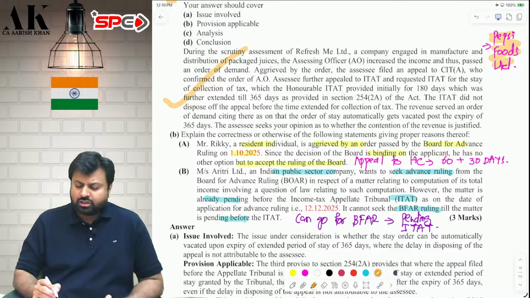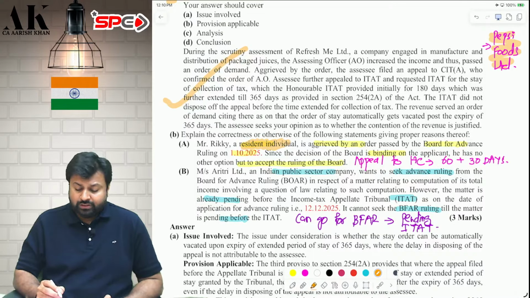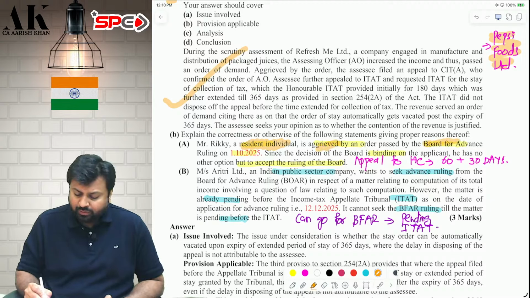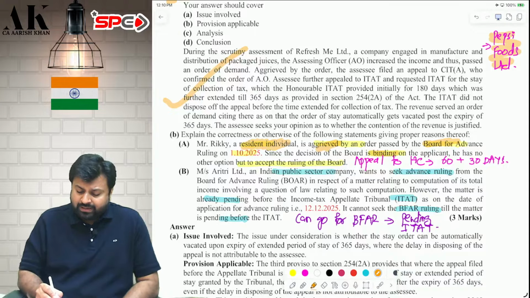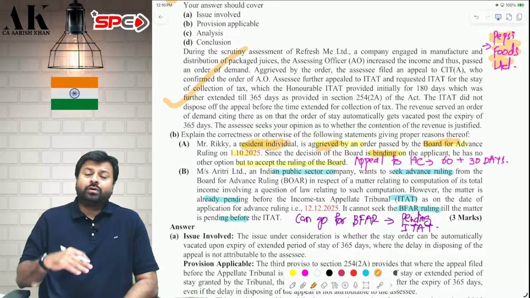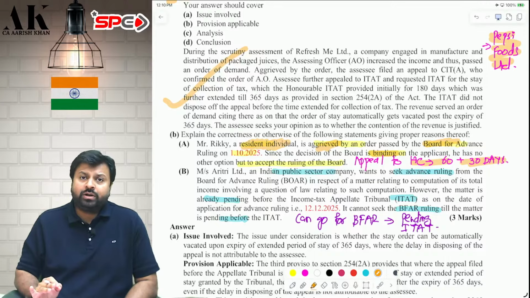Next one is a question on board for advance ruling. There is an assessee by the name of Ricky, who is a resident. He is aggrieved by the order of board for advance ruling. Now the question is that if a board for advance ruling passes an order, is it binding? No, no, no. It is not binding. You can file an appeal to High Court within 60 days. And if there is a reasonable cause, the High Court can also give you extension for another 30 days. Therefore, total 90 days time is there. I hope it is clear to all of you.